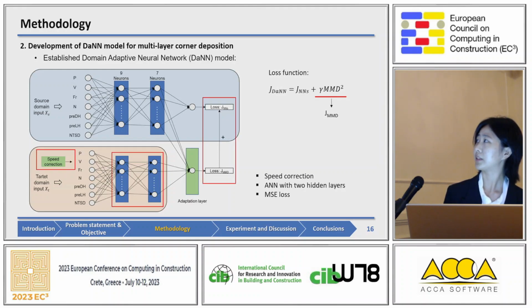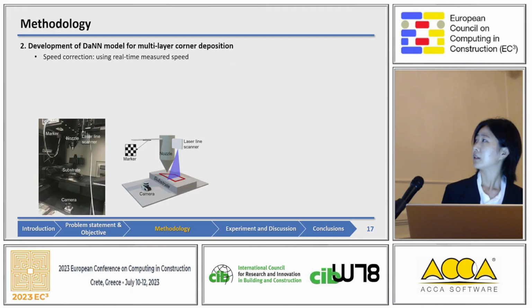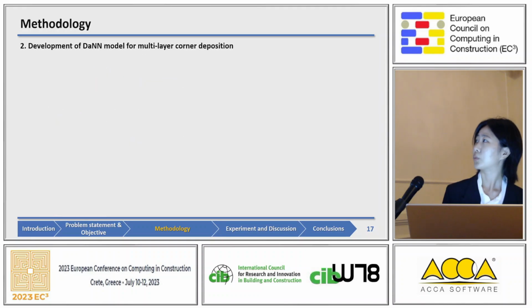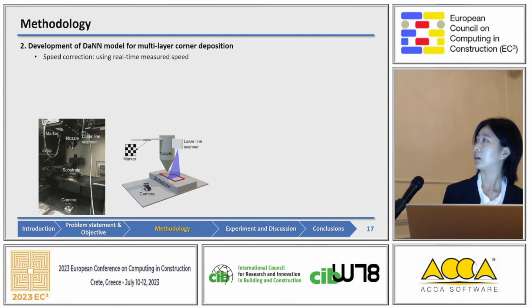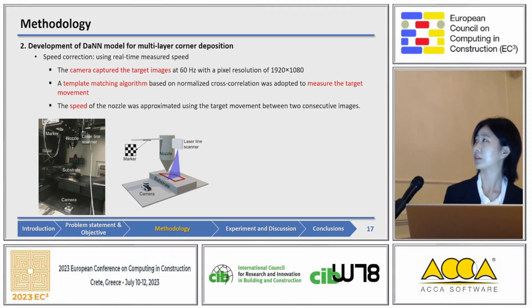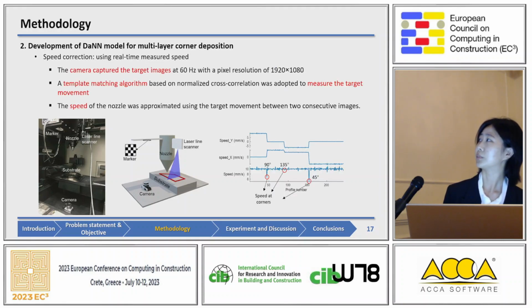And we made some revisions to make the performance better, including the speed revision. We use the AM with 2 hidden layers, and we also revise the MSE loss. And for the speed revision, here we use a camera to monitor the speed during the printing process. And there are some details for the speed measurement and correction.